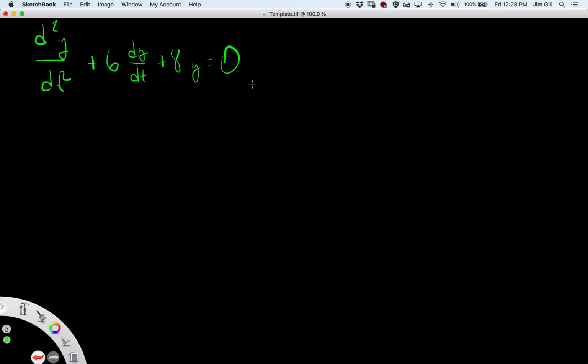Okay, so let's figure out what sort of damping situation we have going on here. Let's look at b squared minus 4ac. That is going to be equal to b squared, which is 36, minus 4ac, which in this instance is 32 because 8 times 4 times 1 is 32. And we get 4, and this is a positive number. And when we have a positive b squared minus 4ac, this is called an overdamped system.